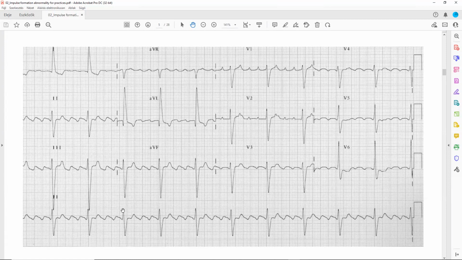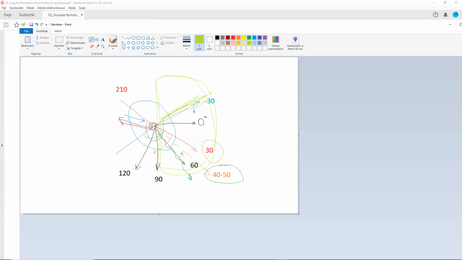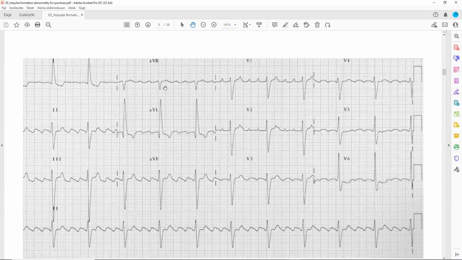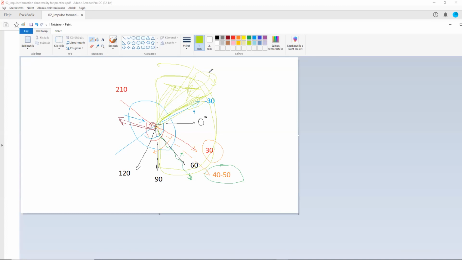It means again that 1 is positive on the left side, 2 is negative, so you are somewhere here. You can look at AVR. If AVR is positive, you are here. If AVR is negative, you are there. And AVR is negative, so you are here.